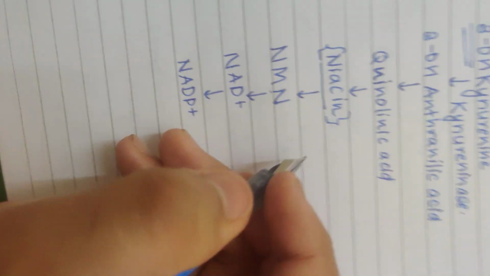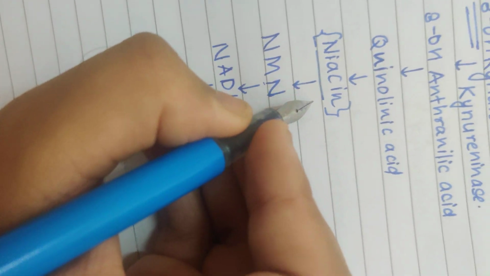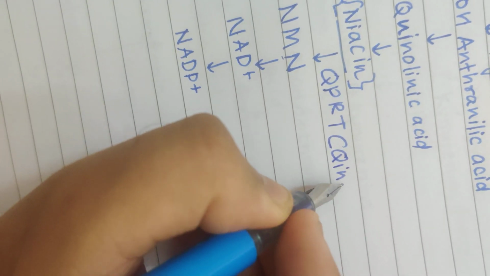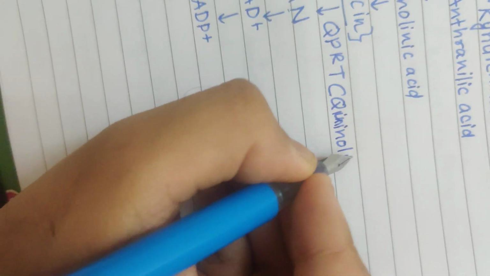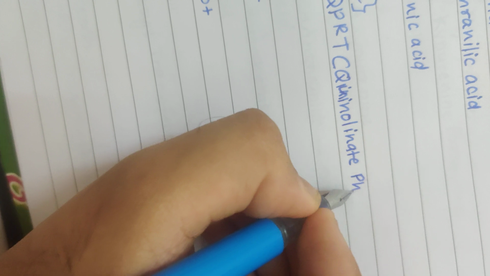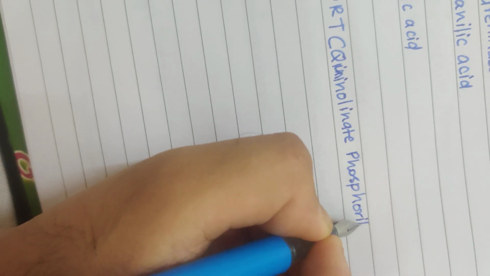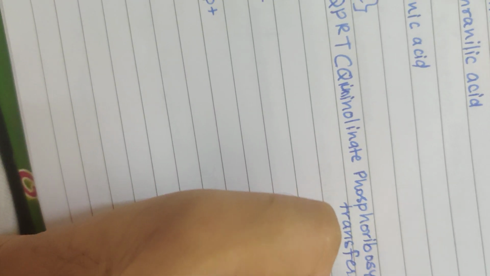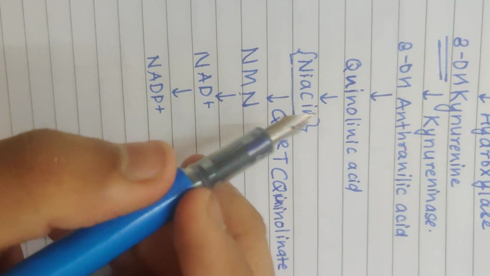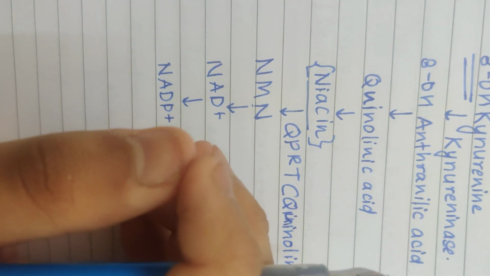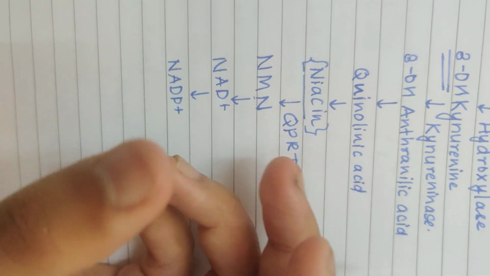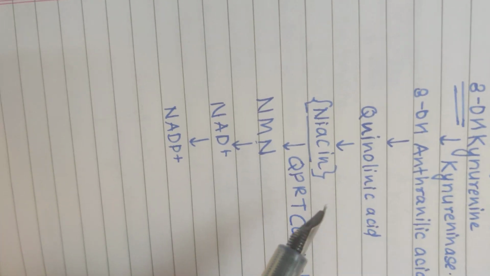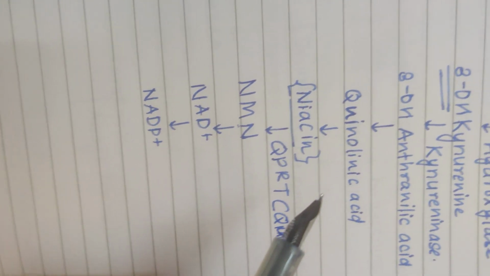Now the only thing you need to remember here is the enzyme, which is QPRT in this case, which is basically quinolinate phosphoribosyl transferase, right? So this is the enzyme where PRPP is actually used. Now PRPP, phosphoribosyl pyrophosphate. So basically this compound is also mentioned in the nucleotide synthesis pathway for purine metabolism.